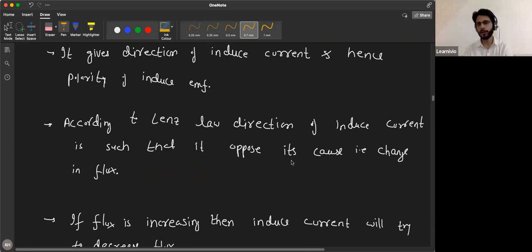If it is increasing, it tries to decrease it, but it can't keep it constant, because if it makes the flux constant, then induced EMF will be zero. It doesn't make it constant. It just tries to reverse the change. If it is increasing, it tries to decrease it. If it's decreasing, it tries to increase it. Because if it makes it constant, then there will be no induced EMF. There won't be any induced current.